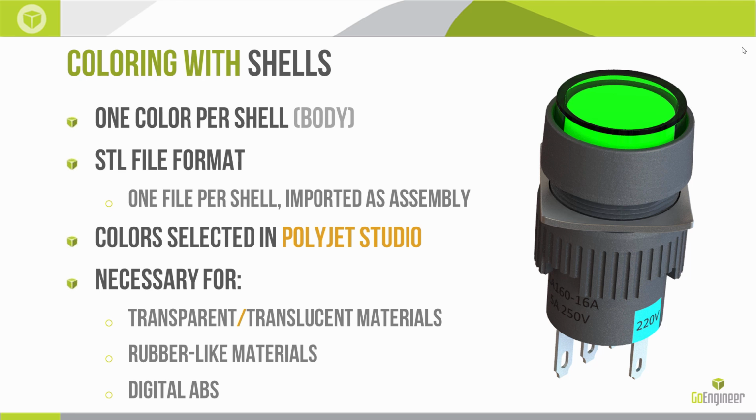Colors are then going to be selected in the PolyJet Studio software. I would choose to use this workflow if I have to print in any sort of transparent or translucent material, if I need to print in a rubber-like material, or also digital ABS. We're going to be covering this button model, and notice in this button model, the green portion has some translucency to it. There's also a rubber O-ring. And because of those materials, we're going to have to use the shell method.